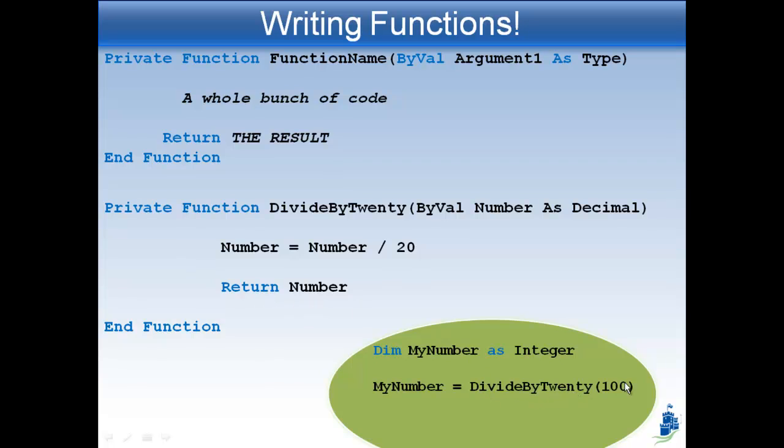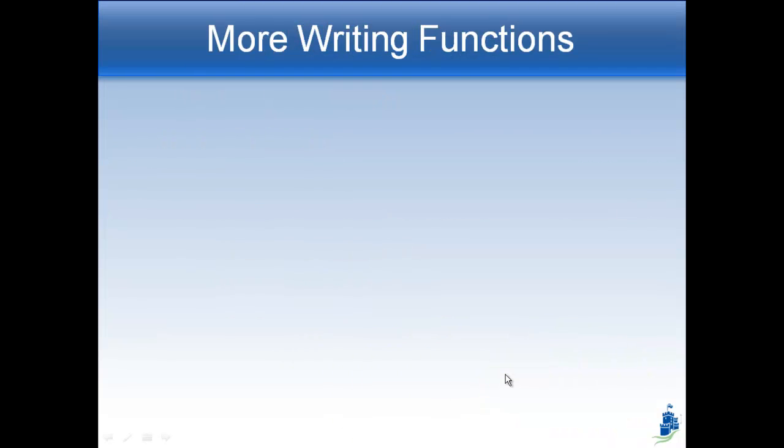So I say divide by 20 of 100. This whole thing just becomes 5, because 5 is what's returned by the function. And so if I said message box of my number, after all that, a message box would come up and say 5. All right, so that's the basic function writing.